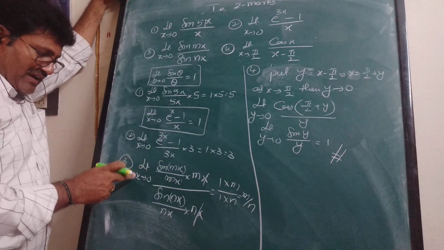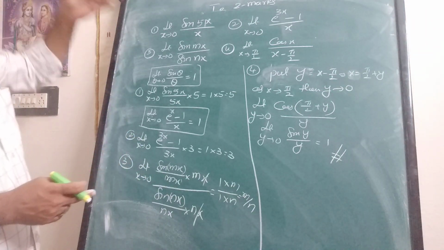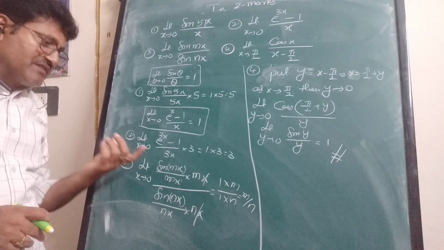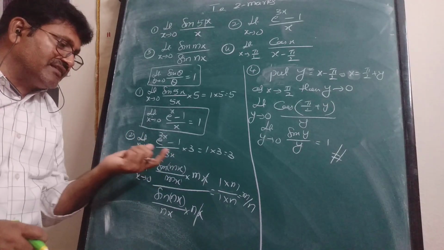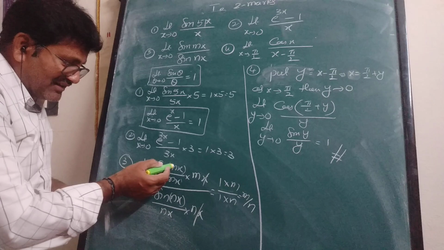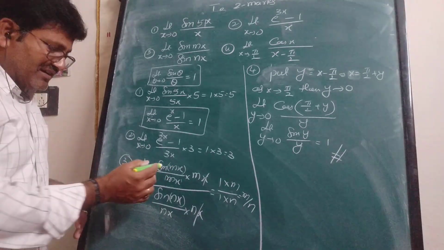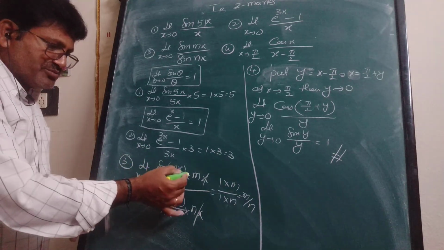Third problem, limit x tends to 0, and here similar one, sin mx by nx. How much should we multiply and divide to get the denominator and the angle equal? Whatever the angle is, that should be divided. This is sin of mx, so mx should be multiplied and divided.